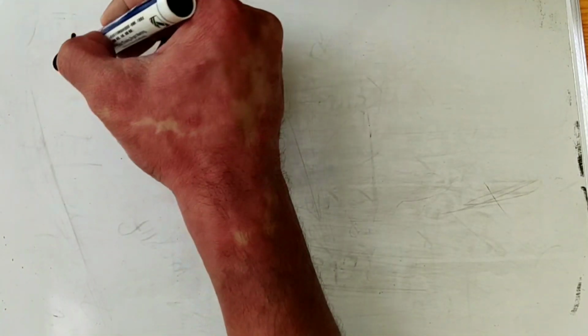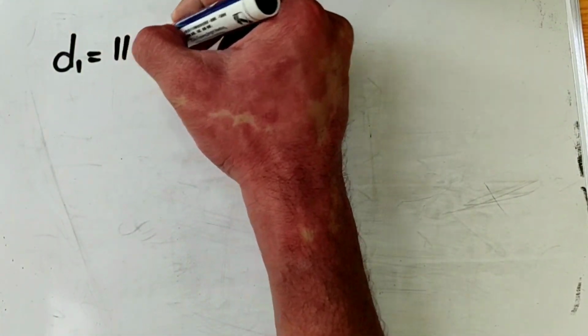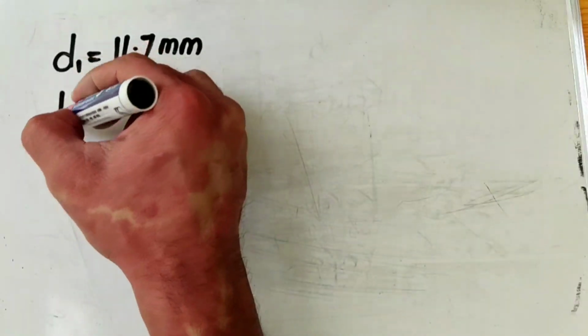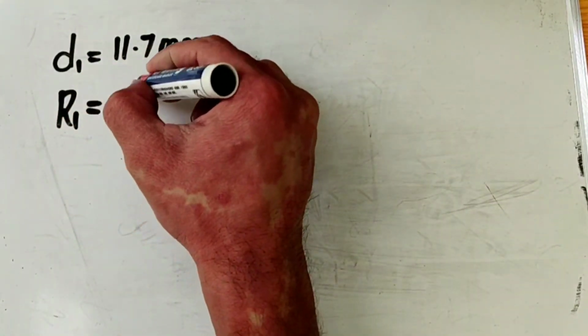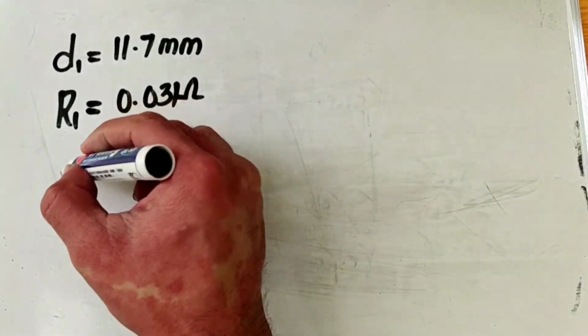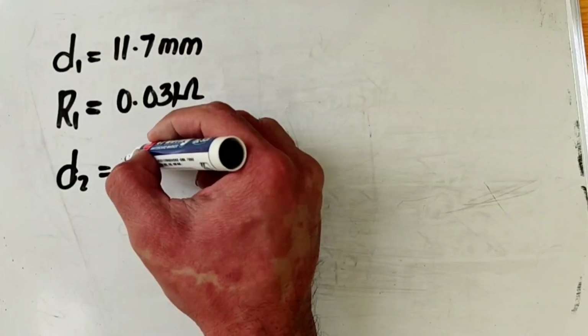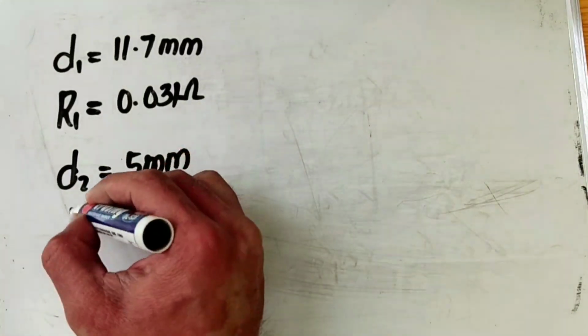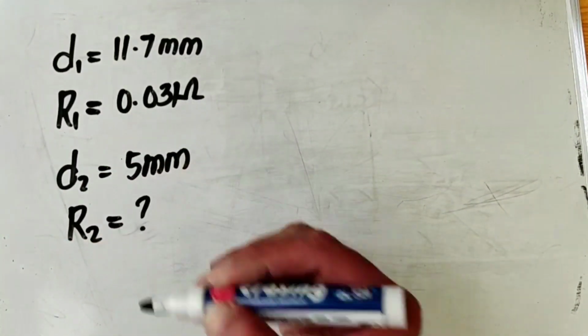So, in this problem naman, drawing process na to. Bakit? Kasi sinabi na meron daw pagbabago sa kanyang diameter at may word doon na drawn. So, ibig sabihin, yung conductor ay nag-undergo ng drawing process. So, in the first condition, we have the first diameter which is equal to 11.7 millimeters. We have its resistance value which is 0.031 ohms. And for the second condition, we have the D2 which is equal to 5 millimeters. In this case, we are asked to find the value of the second resistance.